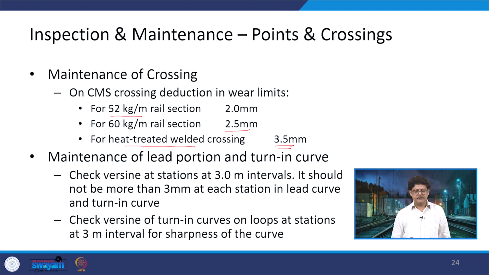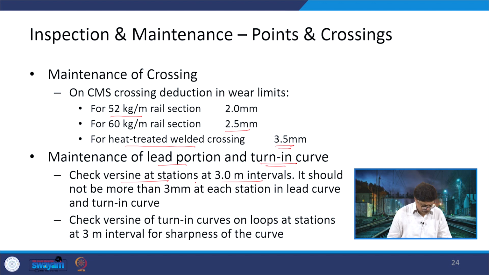And talking about the maintenance of the lead portion and the turn in curves, we have to check the versine at stations at 3 meter intervals. If you remember, in the previous lecture we did talk about the slews and the realignment of the track, and there we were talking about taking the versines at different distances all along the chord, and then the first summation, second summation need to be looked at, as well as the values at the start and at the end of the curve, which should be 0. So, this is what we are discussing here.